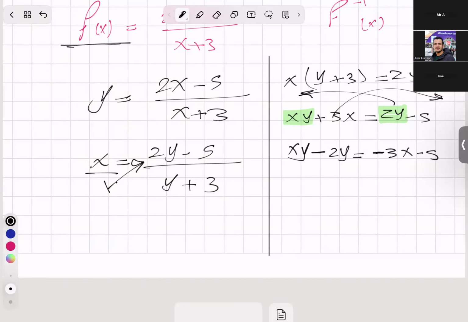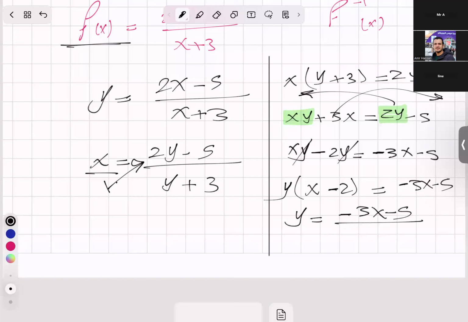You get it? Yep. So I figured out that we got y as a common factor, which makes sense. Let me write y. I picked up y as a common factor. Let me write the remainder. So it's going to be x minus 2, which equals negative 3x minus 5, right? So if you want to isolate y, I need to divide the left-hand side and right-hand side by x minus 2. So let me write y equals negative 3x minus 5 divided by x minus 2.